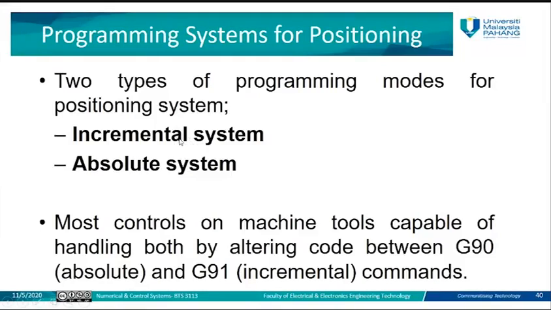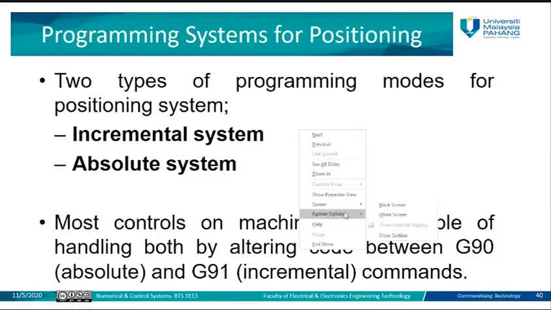Actually, in incremental coordinates, when we move from one point to another point, the first point will be our reference, and this reference point will not be fixed. The reference point will be changed with the movement of the machine. But for the absolute system, the reference point is fixed. So this is the main difference between the incremental and absolute.